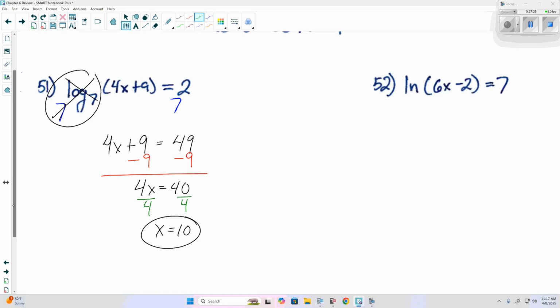52, what would the base that we're going to put both of these sides to? E. Because we can go straight to that because the natural log is on the left side, it's by itself. I know there's stuff inside it, but the natural log itself is by itself. So putting it to the base E will cause E to the ln to simplify, leaving us with 6x minus 2. Now e to the 7th, well, is going to be e to the 7th. E, no matter what the power is, unless it's the natural log, is not going to be a nice number. E to the 7th is not a nice number.